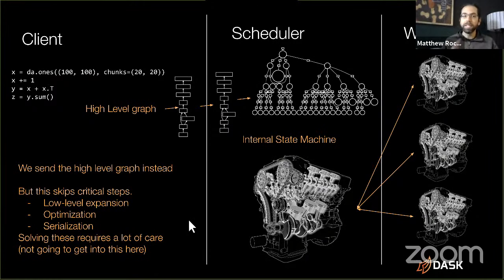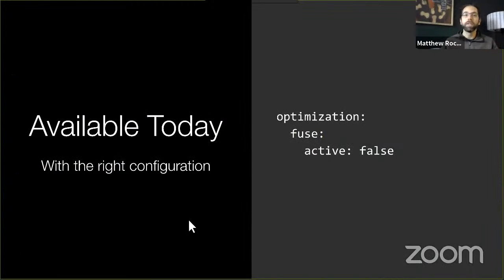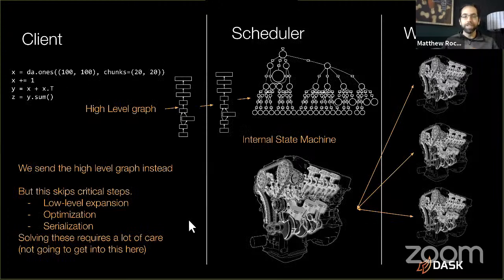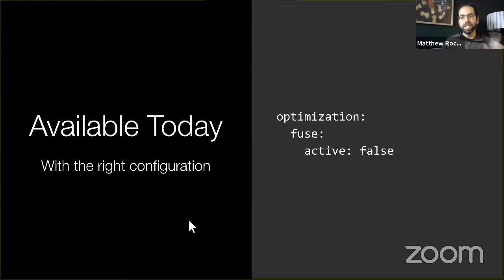But this is actually released today if you set the right configuration values. And so today, if you have very large graphs, you might want to play around with this. The magic incantation is to provide the optimization fuse active flag and set that to false. So if you're using Dask data frame or Dask array today, that'll work. But you will be missing some of the low-level optimizations. But this is something that people can try out today, again, if they want to see how fast we can ship things from the client directly to the scheduler and just have things start working immediately.